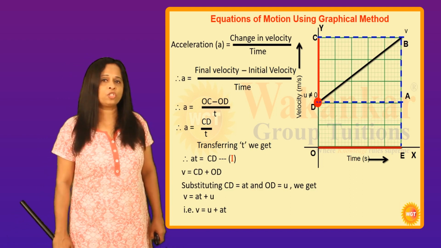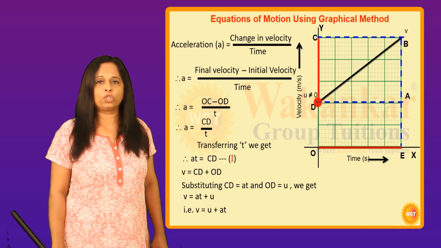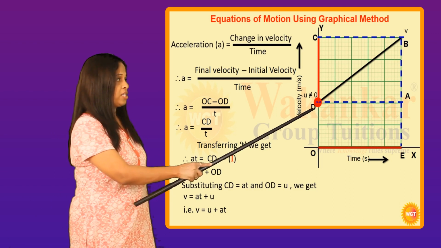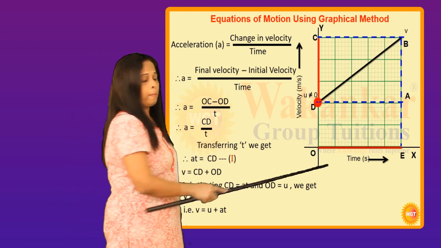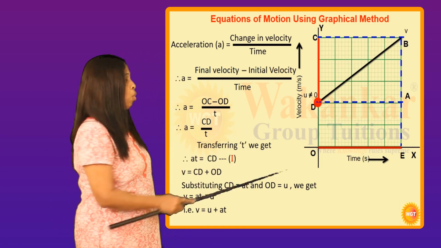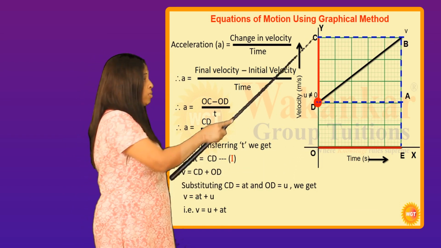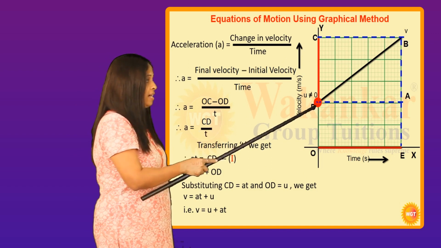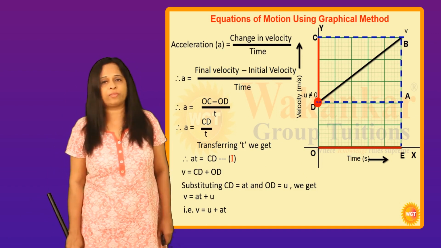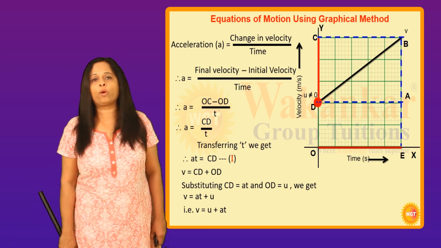I hope you must have understood first equation of motion. Prerequisites to derive first equation of motion by graphical method is first you need to draw graph. You need to show point D and point B. You need to complete this figure by drawing these parallel lines. Then you must know what is OD, that is u, what is OC, that is v, what is OC minus OD, that is CD, and then you can use formula of acceleration, substitute the values from the graph, and you can easily derive first equation of motion, that is v equal to u plus at.